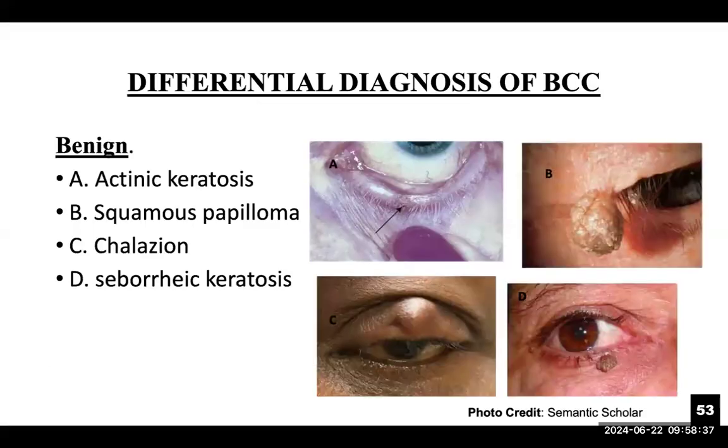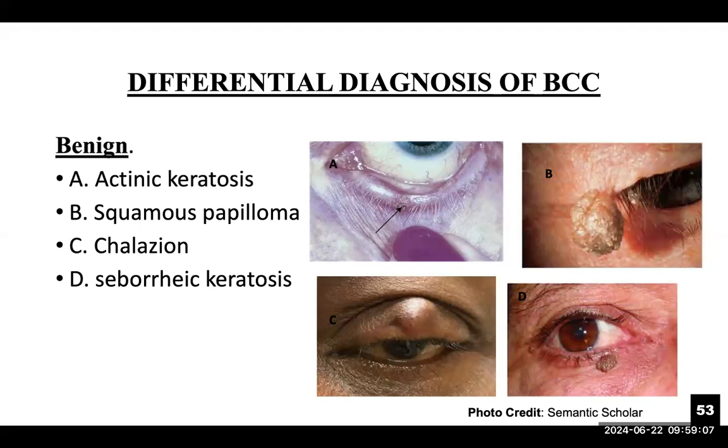The next slide, please. So the differential diagnosis of basal cell carcinoma, the benign differentials are actinic keratosis, shown in slide picture A. Then squamous papilloma shown in slide B, the pedunculated type. Then basal cell carcinomas can also mimic a chalazion, and then seborrheic keratosis.